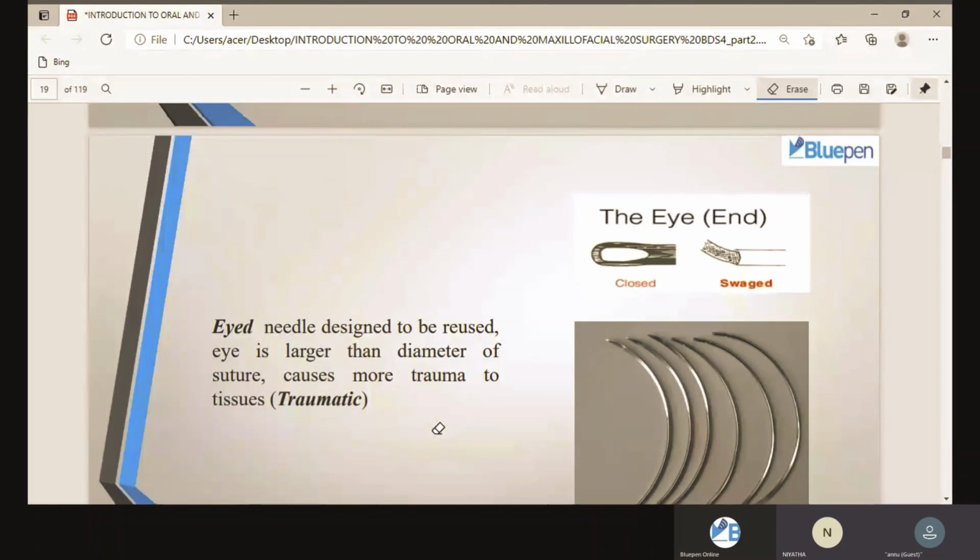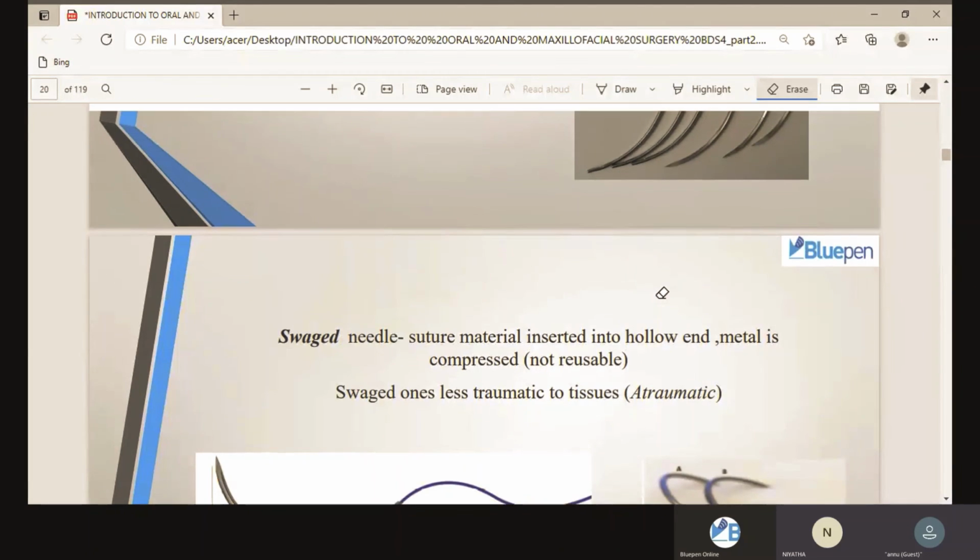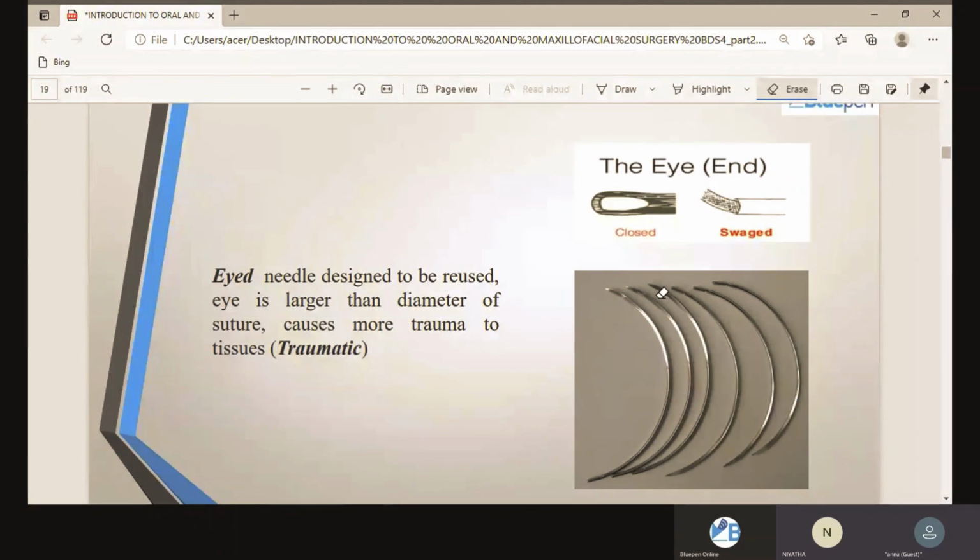Now you have two types of needles available. One is the eyed or traumatic needle, and the other is the swaged or atraumatic needle. We commonly use the eyed one because it can be reused. This is what is known as eyed. You can place a suture thread through it and tie the thread. After each surgery, you can remove that suture, place this needle in the autoclave, sterilize it, and reuse it. When we use this eyed one, you have to make sure that the eye has a larger diameter.